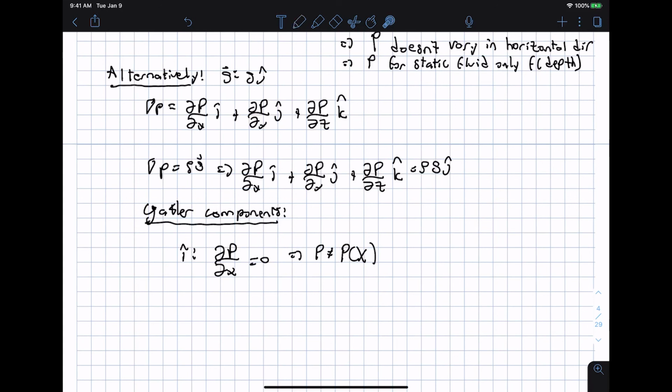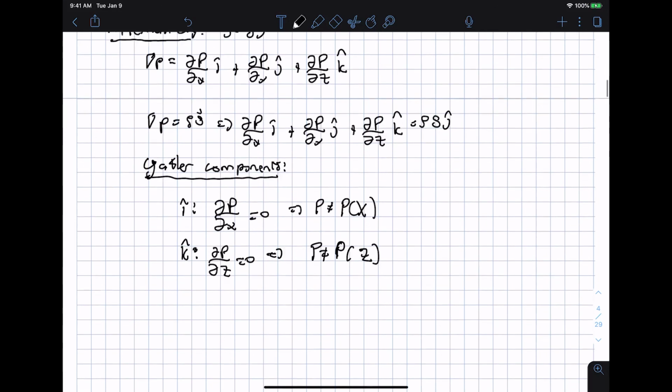Because we have a partial derivative here, if a partial derivative is equal to 0, it does not mean that pressure is constant. It means that pressure is not a function of x. We can do the same thing for k hat. We have partial P partial z equals 0, and that implies that pressure is also not a function of z.